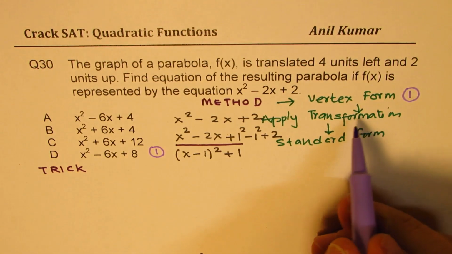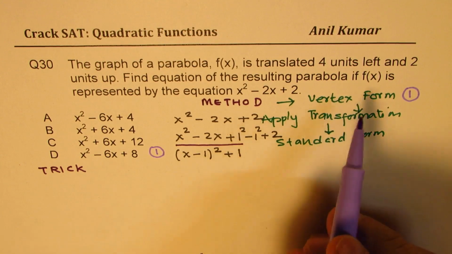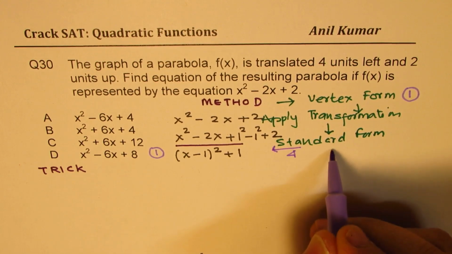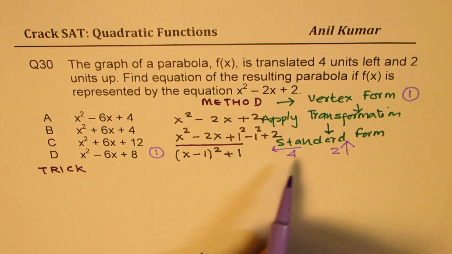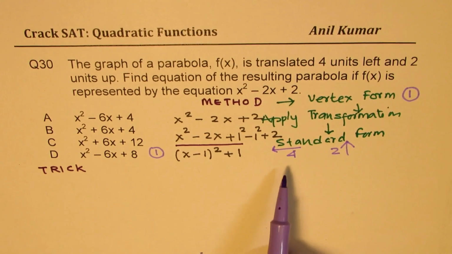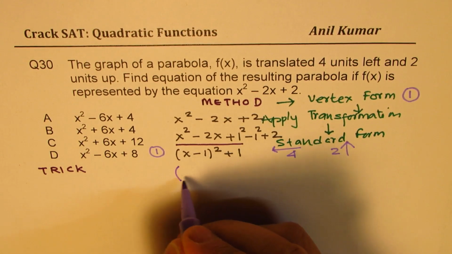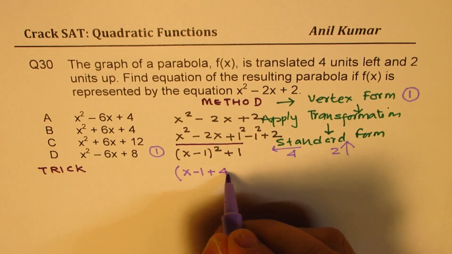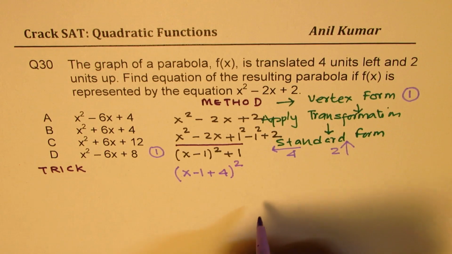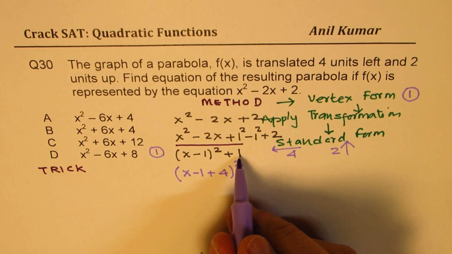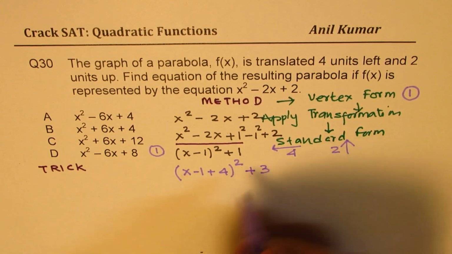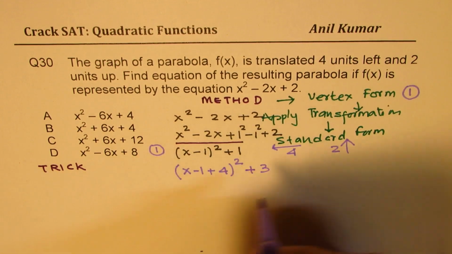Perfect. Now step number 2 is to apply the transformations. What is the transformation? We are moving 4 units left and 2 units up. So that means the x value is going to be added by 4, right, in this. So the transformed function will now be x minus 1, we have to add 4, only then it moves left 4 units. Sometimes you may make a mistake here and get a wrong answer. And to the y value, you have to add 2, so you get 3. Clear? So that is your transformed function. Let me call that g of x.